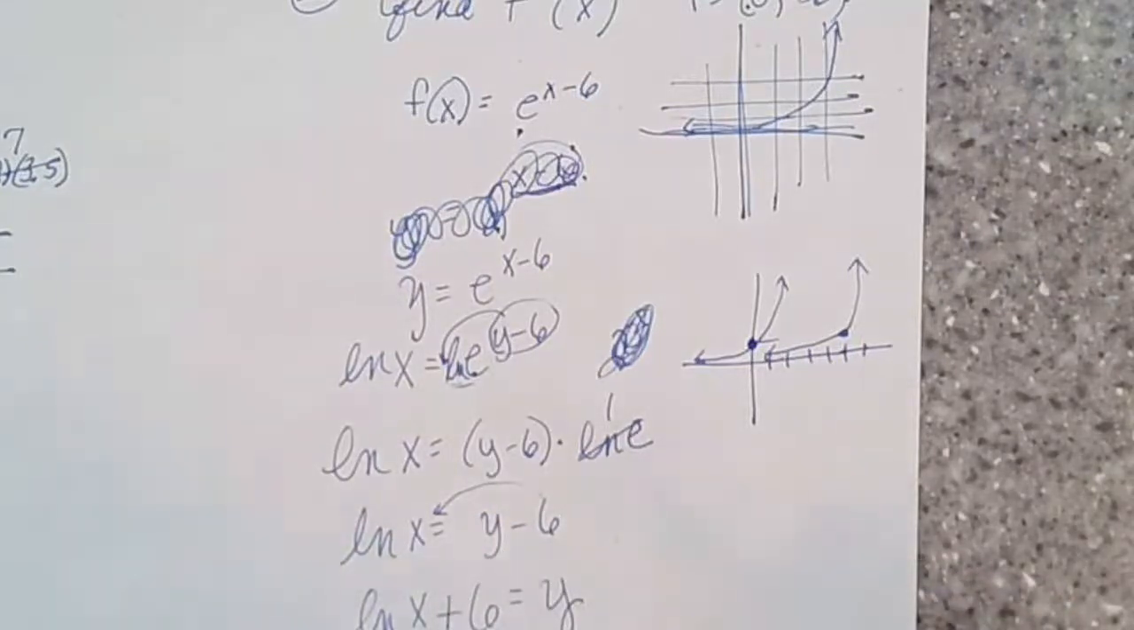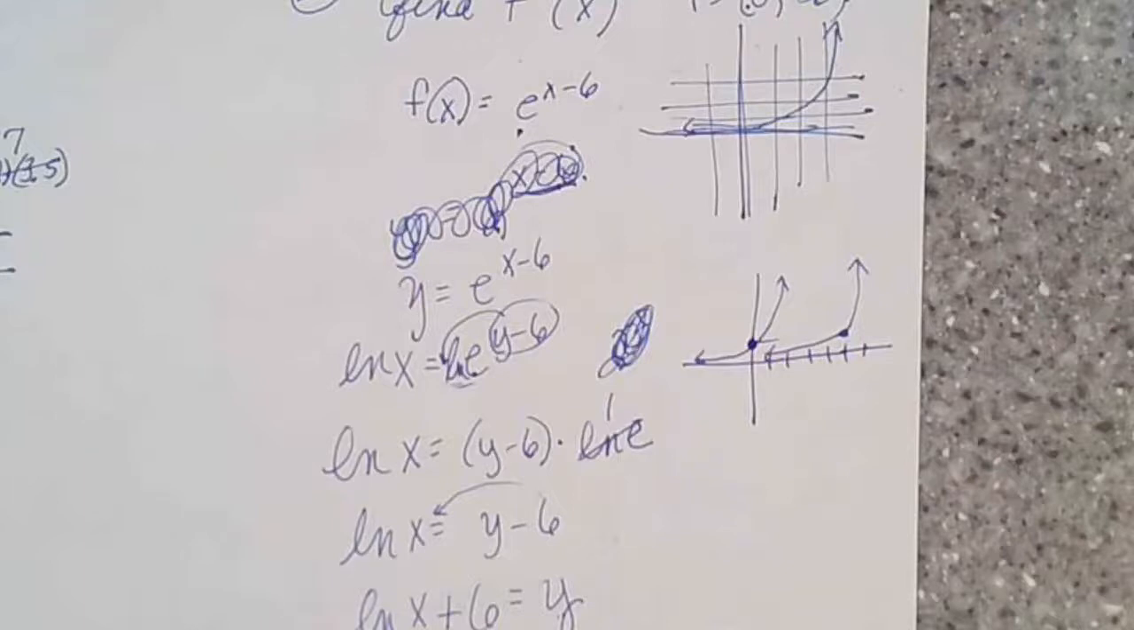So whenever we finish doing that, we can then graph y. Instead of y, we'll call it f inverse of x equals ln of x plus 6. And so the graph, if you wanted to, you could type that in your calculator and see what it looks like to determine the domain and range.